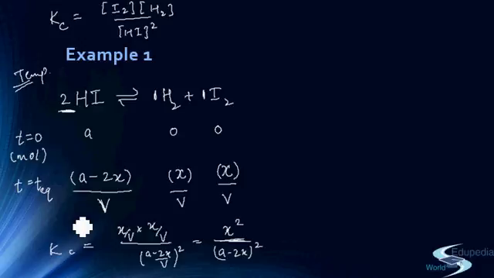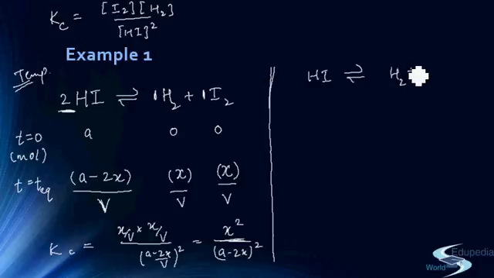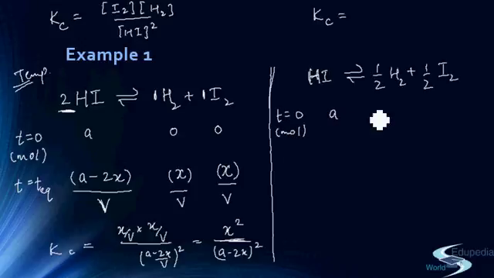Now let's say the same reaction is given to you, but this time with a different balancing. So another examiner comes and gives you the same question but with a slight variation. The variation is that the balancing done by this new examiner is different. The question is still the same, that you have to calculate the value of Kc for this given reaction. You have been given that at t equal to 0, the moles of your reactant is A and that of your products are 0 and 0.